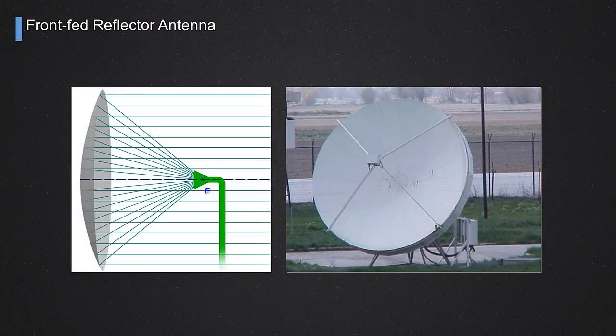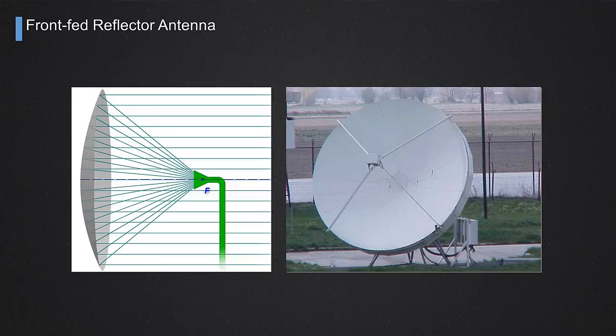The front-fed reflector is very common. There are many ground antennas that are using this configuration, and we see also many types of satellite-borne antennas that are center-fed. You see here the problem of the feed, but also the problem of the supporting struts that are keeping the feed in the center of the reflector.